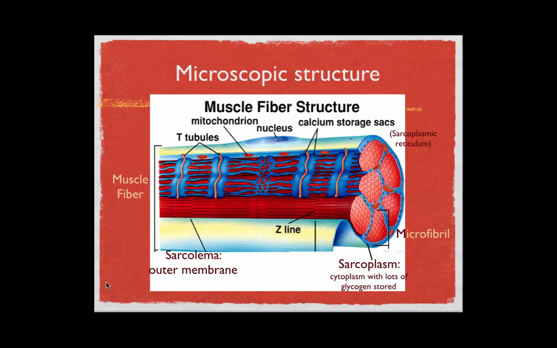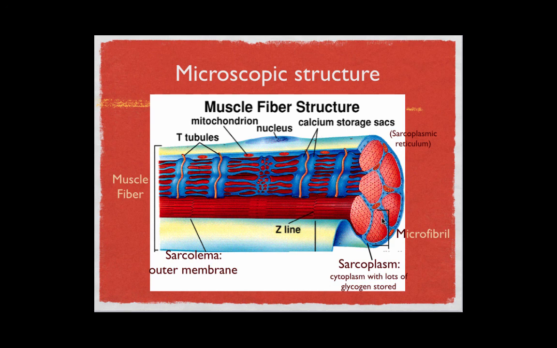Here's a closer up look at the microscopic structure. Notice that the whole thing is called the muscle fiber. The sarcolemma is the outer membrane that surrounds the muscle fiber. Sarcoplasm, just like cytoplasm, it's the fluid around the organelles, except it's unique because it has a lot of glycogen stored. Glycogen is a food source for your muscles. It's going to be the fuel that they use to work.